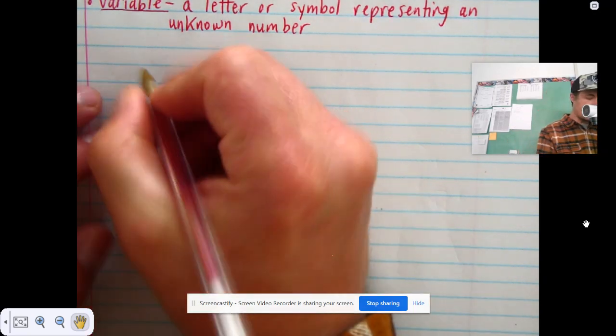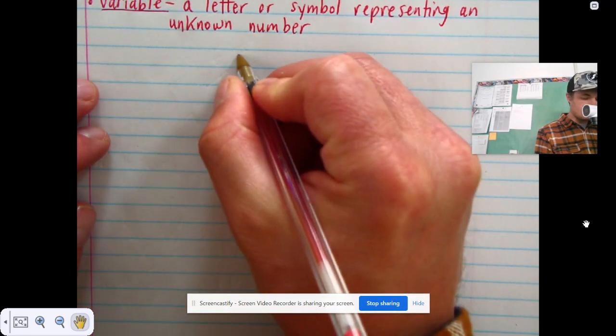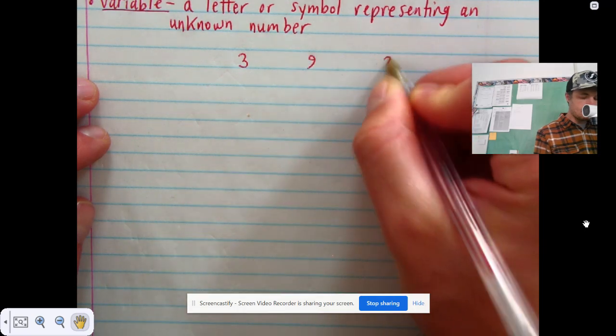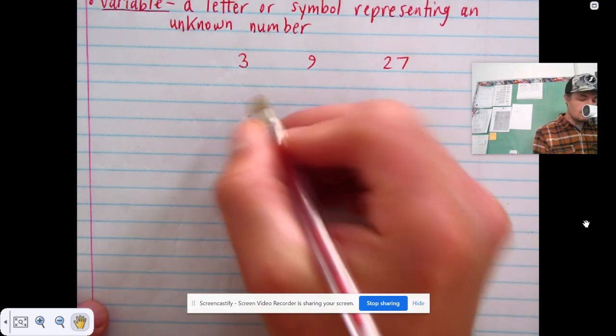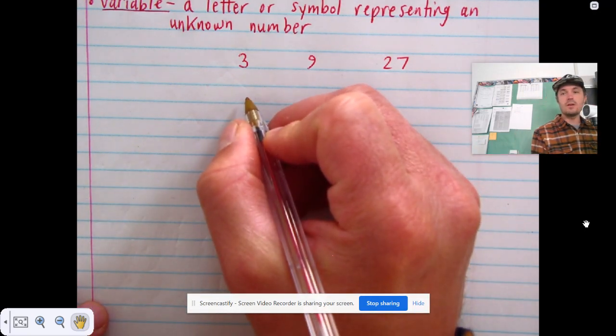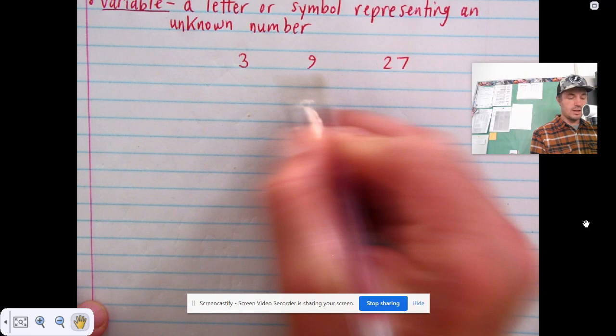Here's an example of a fact family. Let's take the three numbers 3, 9, and 27. These three numbers make a fact family. And when you have a fact family, it's three numbers that can be put together in four different ways. 2 ways using multiplication, and 2 ways using division. Let me show you what I mean. You can make 4 facts with 3, 9, and 27.